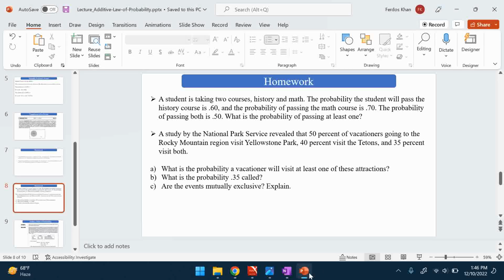Let's solve another problem. This problem: a study by the National Park Service revealed that 50% of the vacationers going to the Rocky Mountain region visit Yellowstone Park, 40% visit the Tetons, and 35% visit both. What is the probability a vacationer will visit at least one of these attractions? So at least one means this is a problem of additive rules. Okay, so let Y denote Yellowstone Park and T denote Tetons. So let's start with Yellowstone Park and Tetons.